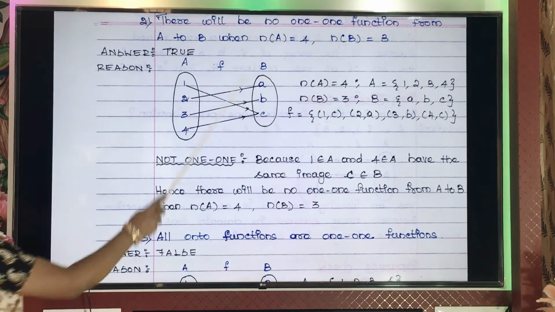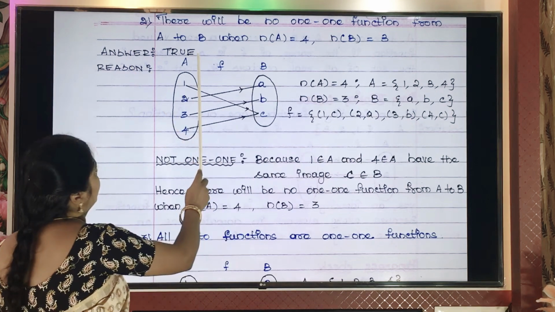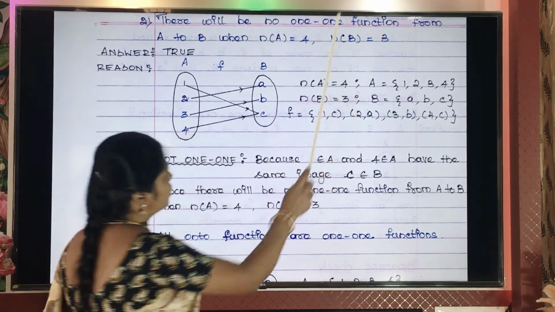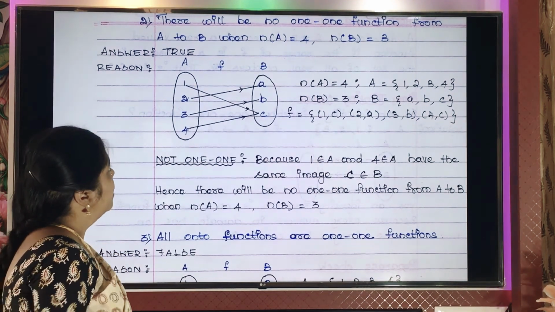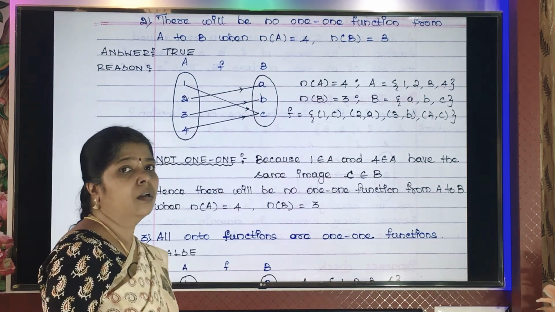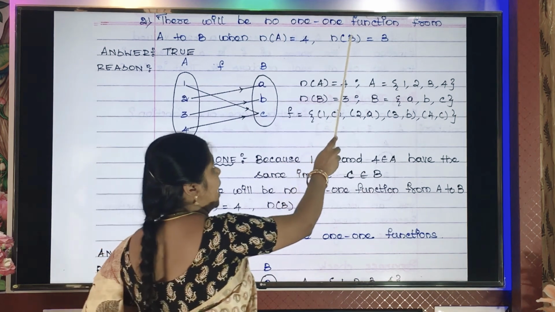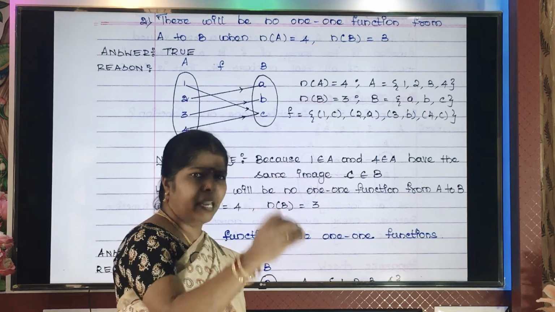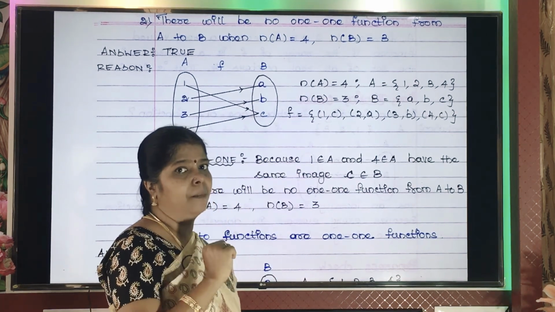Now what is the second question? Let us see. There will be no 1 to 1 function from A to B when n of A is equal to 4 and n of B is equal to 3. See what they are telling? When the cardinal number of set A is 4, it means A will have 4 elements. But the cardinal number of set B is 3. It means set B will have only 3 elements, so one element less than set A.